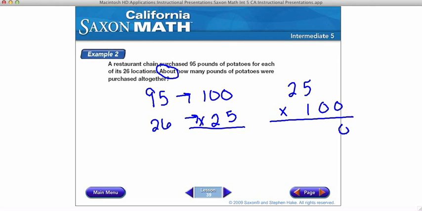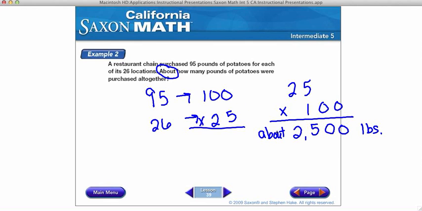So those two zeros come straight down. 1 times 5 is 5. 1 times 2 is 2. So I have about 2,500 pounds.